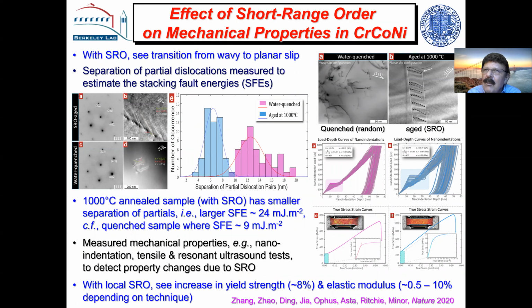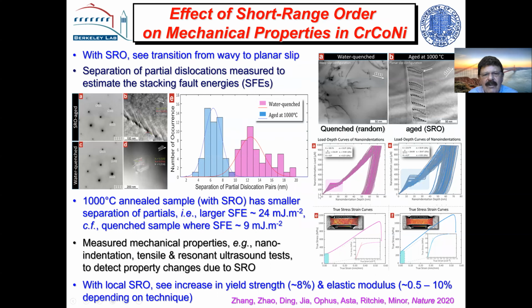So if order's there, what effect does it have? Well, we do see differences. We do see a change in slip mode. The random structure seems to be wavy slip. It turns to planar slip in the case where we have short range order. We see a big difference in the spacing of the partial dislocations, which is indicative of stacking fault energy. The one where we assume we have local chemical ordering has a smaller separation, so a higher stacking fault energy than the one which is as quenched.